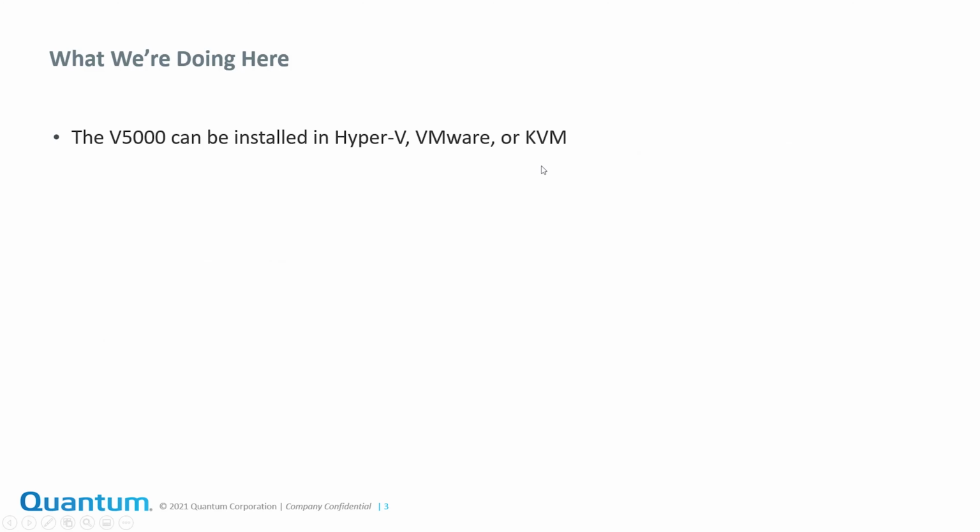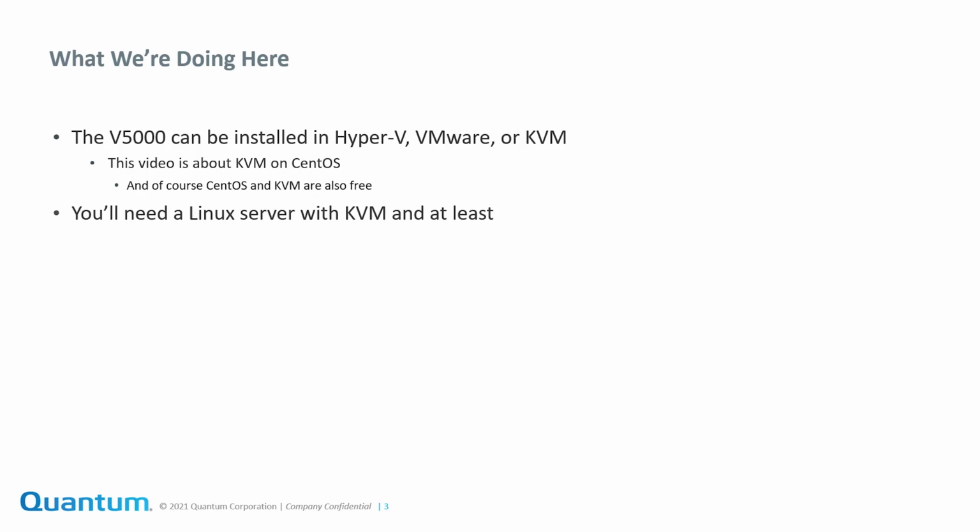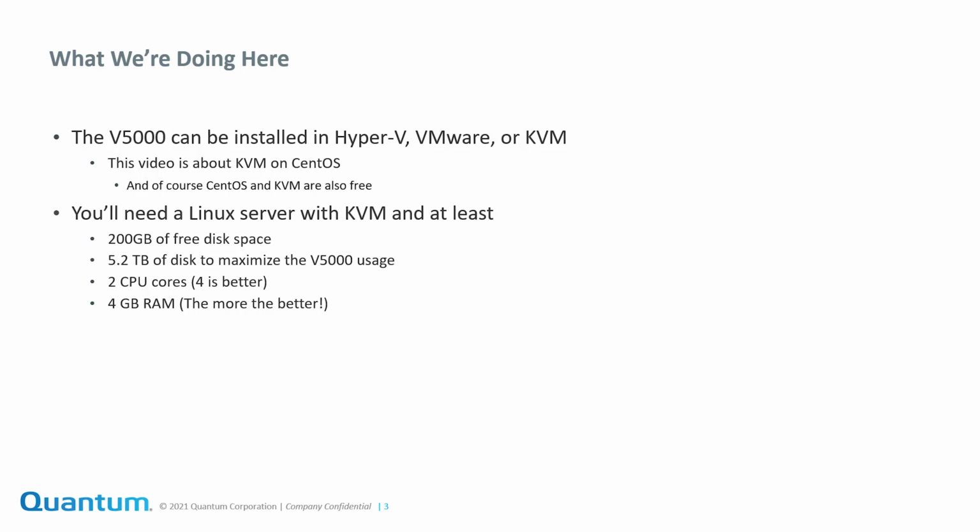Now, the V5000 is a .iso or a .ova file, so you can install it with Hyper-V, VMware, or KVM. This video is about KVM on CentOS, but the process is similar for other products, and the configuration is exactly the same. So you're going to need a Linux server with KVM and at least 200 gigabytes of free disk space, or 5.2 terabytes if you want to maximize the use of the V5000. You can use anywhere from 200 gigabytes to 5.2 terabytes. 2 CPU cores, obviously 4 is better, and 4 gigabytes of RAM, and again, more is better. But whatever you start out with, you can always upgrade to more later.